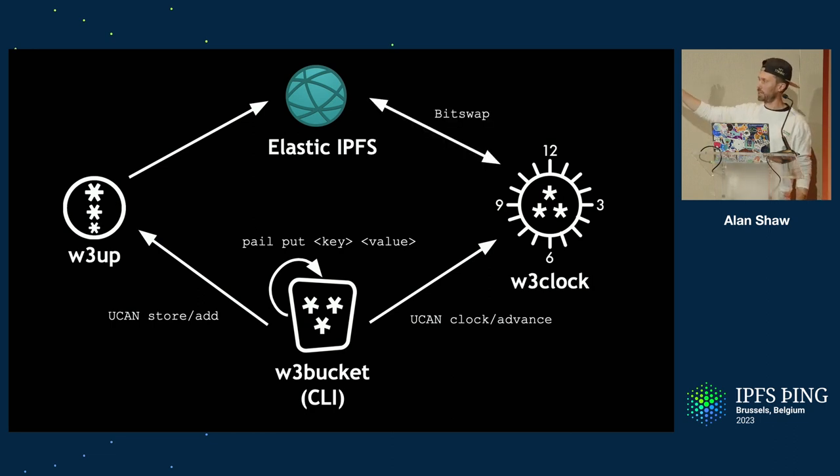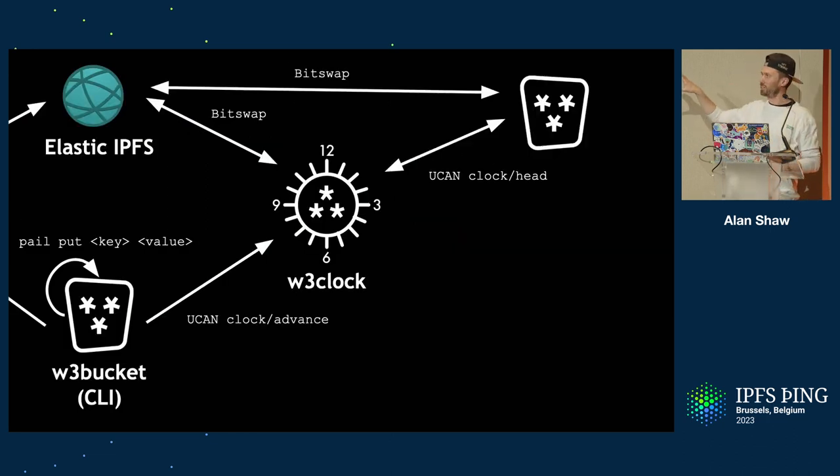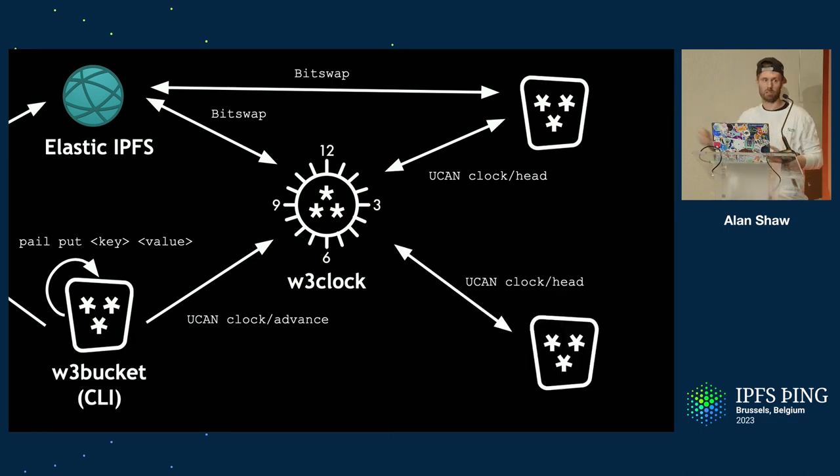And then the Merkle clock as a service can advance itself when it receives that instruction by retrieving any blocks it needs via BitSwap. Cool. All right, so if we move that over, another bucket user can come along and use the Merkle clock as a service as this rendezvous point, and it can read the current head of the clock. So the head is just the set of events that are the most recent events according to the Merkle clock there. So it can read those events. And then another one can come along and do the same thing.